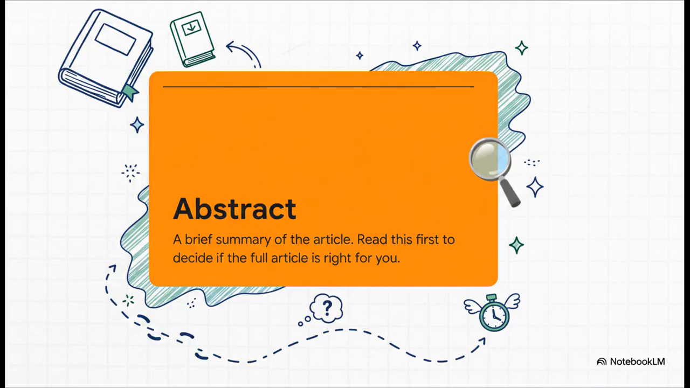Now, this next little bit is going to be your best friend. I'm serious. Look for something called the abstract. This is just a short little summary of the whole article. Before you commit to reading like a 20-page paper, you read this first. It tells you exactly what the article is about so you can decide if it's worth your time. It's the ultimate time saver.